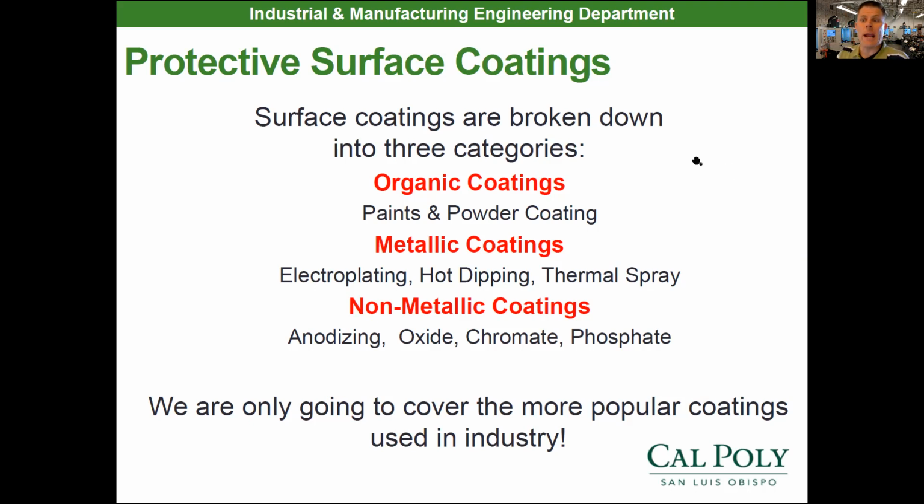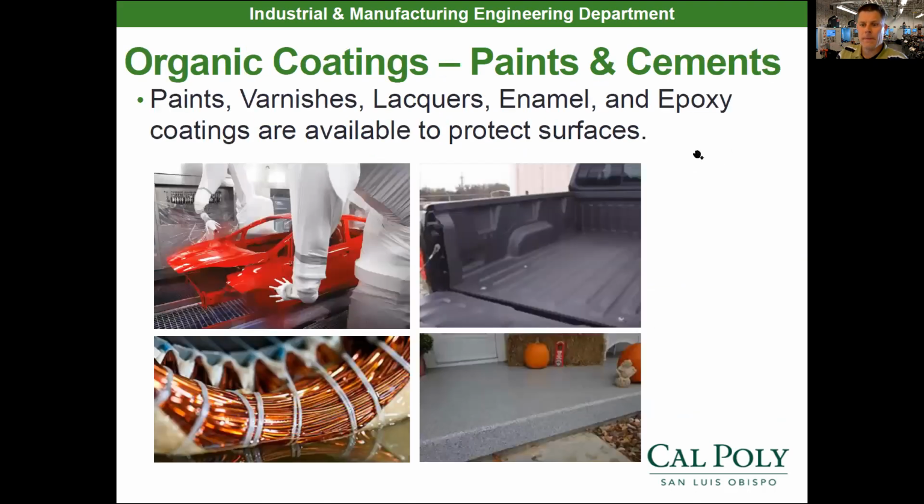The first one, organic coatings, you're probably familiar with. If you've ever spray painted anything, you've organically coated something. So paints, varnishes, lacquers, enamel, and epoxy coatings are available to protect surfaces. There are a lot of different types of organic coatings to cover surfaces. It goes from the spray-in bed liner that you see in the back of that truck, which is basically an epoxy coating that gives a nice grippy surface.